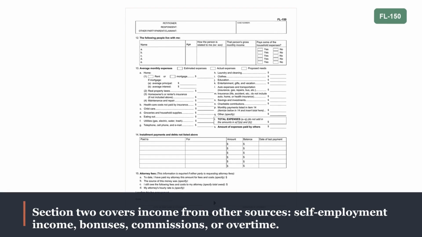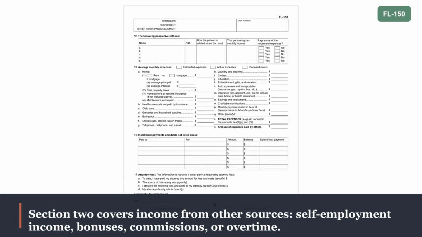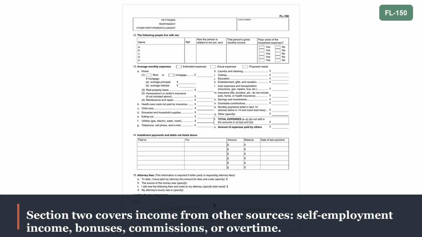Section 2 covers income from other sources: self-employment income, bonuses, commissions, or overtime, rental income, investment or dividend income, retirement, pension, or Social Security income, and other recurring income. If you're self-employed or your income varies month to month, the form expects you to describe how you calculated your figure, and generally to average it over a representative period rather than reporting one unusually high or low month.